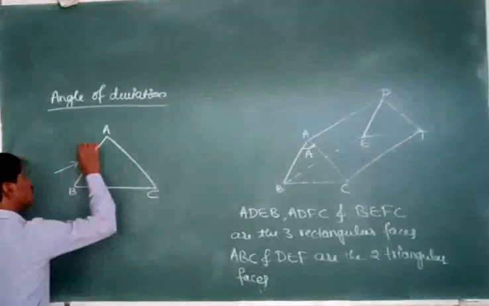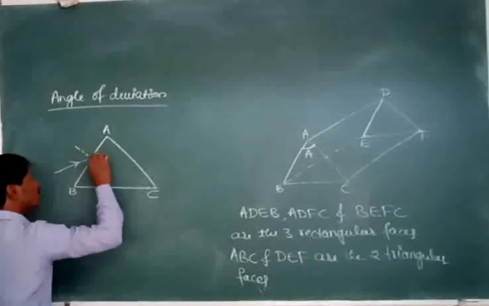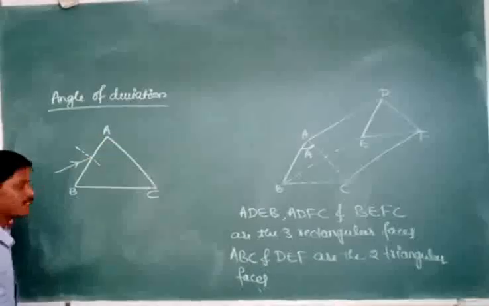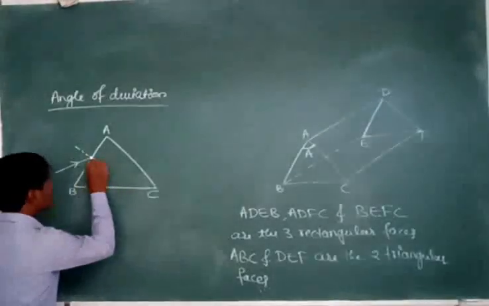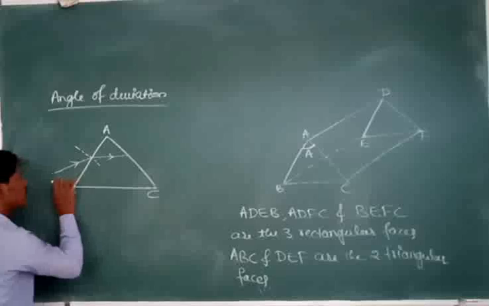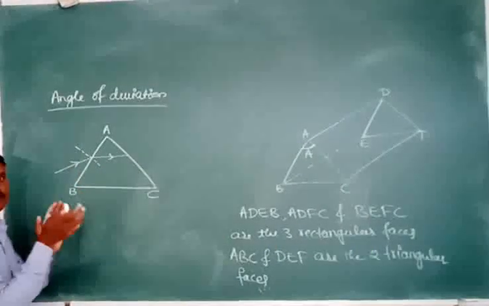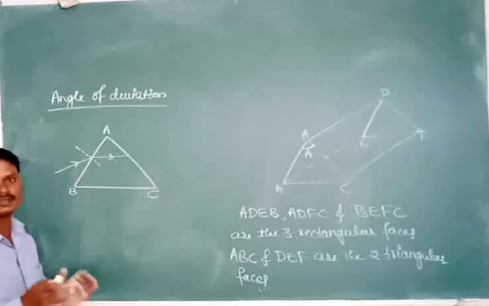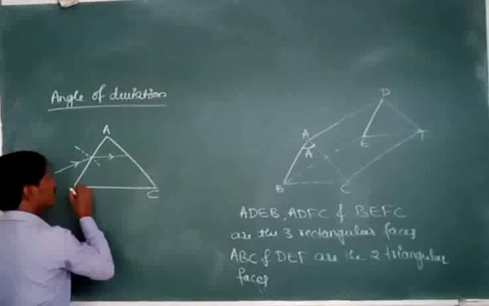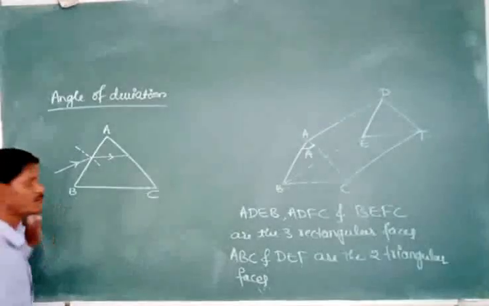At the point of incidence, I will draw the normal. Normal means a perpendicular line drawn to the refracting surface at the point of incidence. Then the refracted ray bends towards the normal. Why does it bend towards the normal? Because the light is traveling from low refractive index medium to high refractive index medium. Prism is the high refractive index medium. Then this refracted ray from the first refracting surface acts as an incident ray for the second refracting surface.